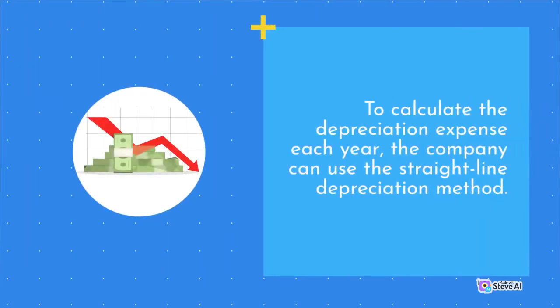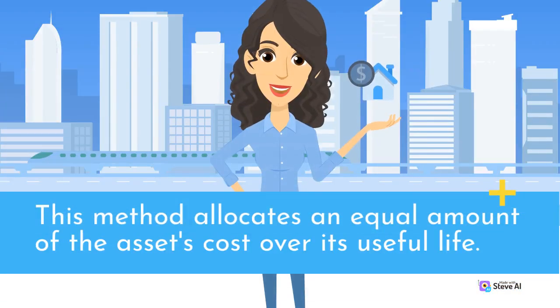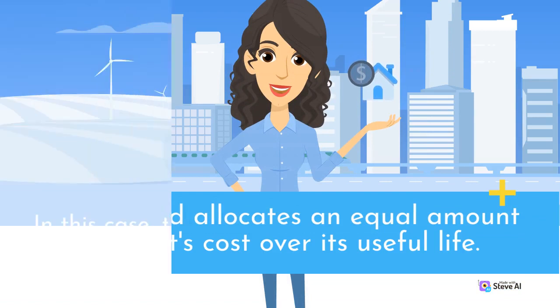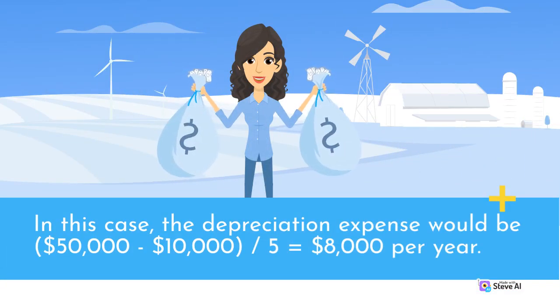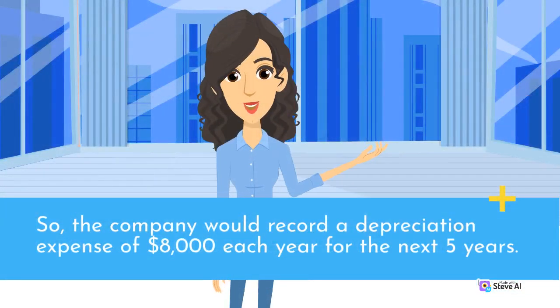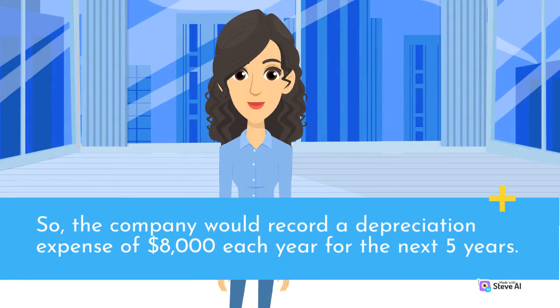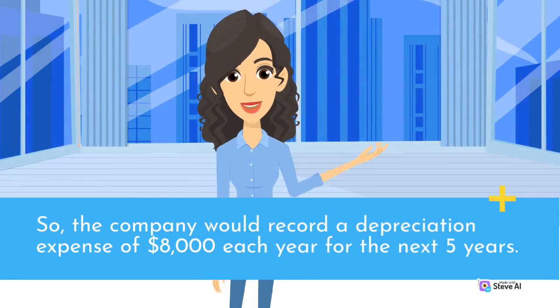To calculate the depreciation expense each year, the company can use the straight-line depreciation method. This method allocates an equal amount of the asset's cost over its useful life. In this case, the depreciation expense would be ($50,000 - $10,000) / 5 = $8,000 per year. So, the company would record a depreciation expense of $8,000 each year for the next 5 years.